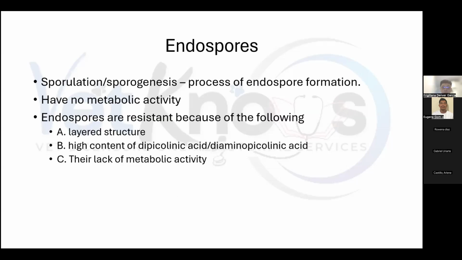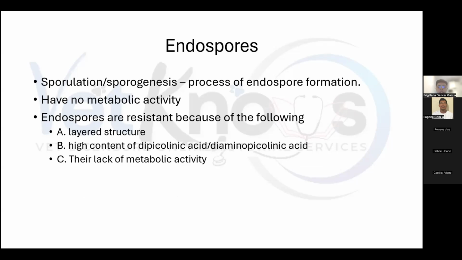So, more on endospores. Sporogenesis is the process of endospore formation. While in endospore form, bacterial cells have no metabolic activity. Also take note that Bacillus and Clostridium are different. Bacillus is aerobic. On the other hand, Clostridium is anaerobic. Strict aerobe and strict anaerobe.